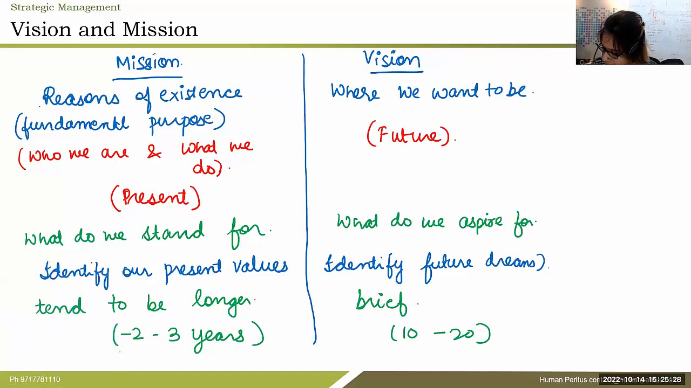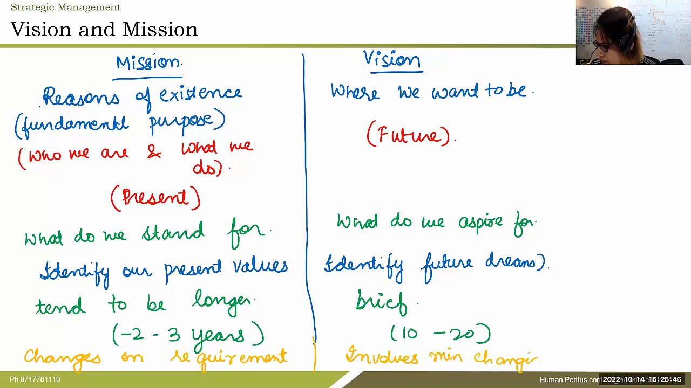And then this changes, very important, this changes on requirement. And this does not, like we can say that it involves minimum changing. So this is what our vision and mission is. I'm sure that you've understood what vision and mission is. Now what we will quickly do is we will understand what are the steps of the vision and mission.